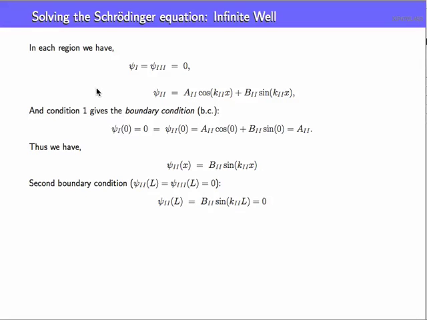So here's our general solution again. Let's look at condition 1 at the x equal to 0 boundary. We call this boundary conditions, or BC for short. In region 1 it's 0. In region 2 we put in x equal to 0, and we get a2 cosine 0 plus b2 sine 0. Sine 0 is 0, and cosine 0 is 1. We just get a2, and a2 then is equal to 0.